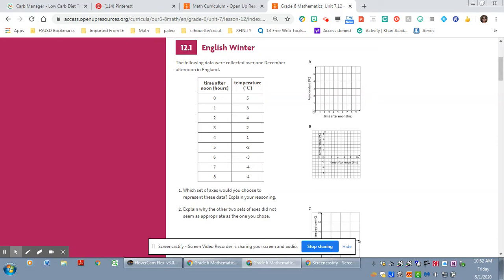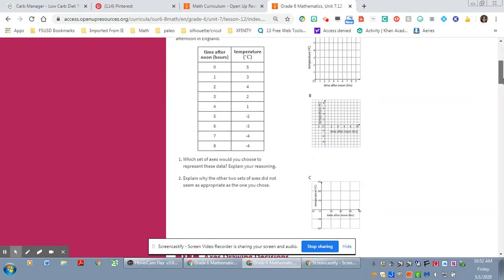So over here we have 3 different graphs, coordinate planes, and we have to see which one explains it the best. So let's take a look at our numbers. We have up through 8 hours, and then we have temperatures of a +5 down to a -4. So in the first one, there are no negative numbers. It's only showing quadrant 1. So that would not be a good choice for us because there are no negative numbers.